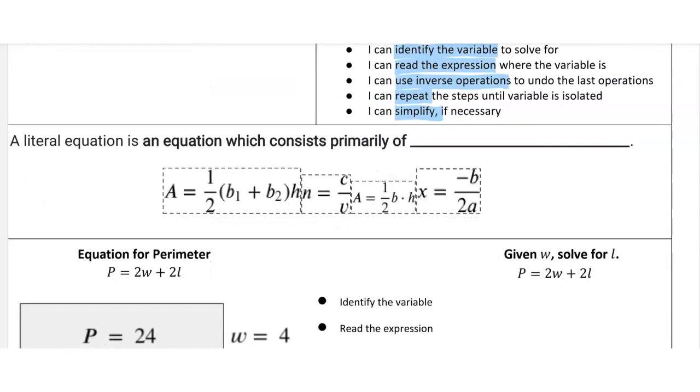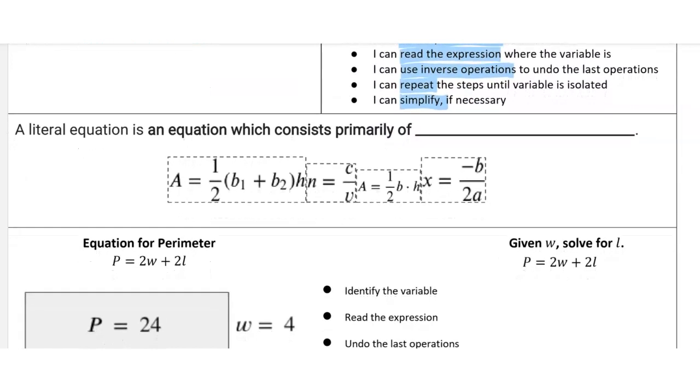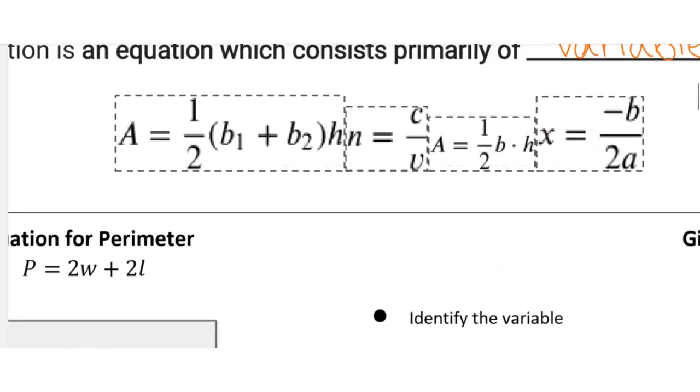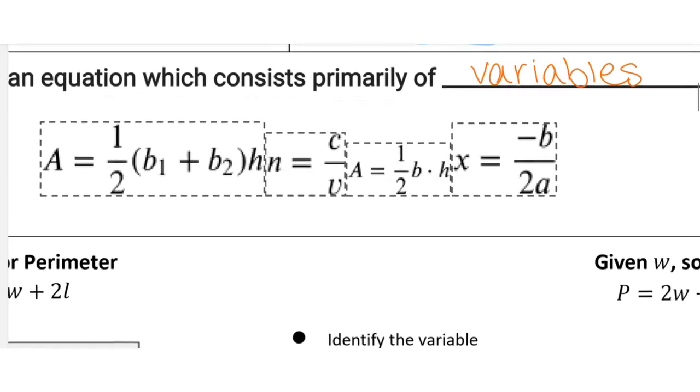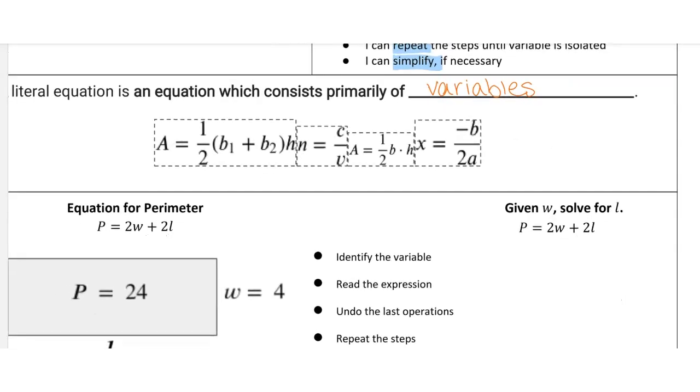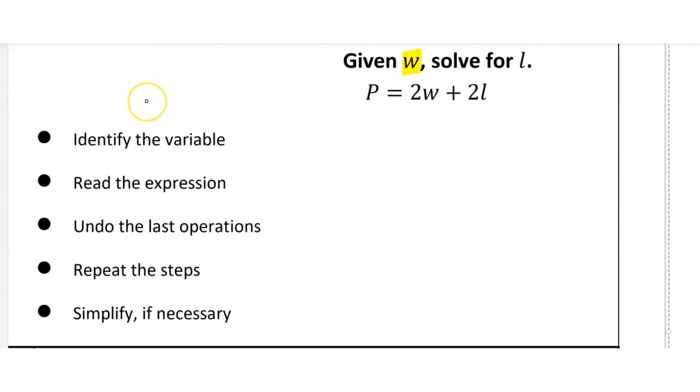So before we continue, we're going to find out what a literal equation is. Well, it's an equation which consists primarily of variables. So if you've seen an equation where there's a lot of variables or letters, those are considered literal equations. Now, when we solve literal equations, we're basically solving for only one of those variables. So we're going to be moving the terms around in order to isolate the one variable we are solving for. We are given W and we're also given P, but we want to solve for L.